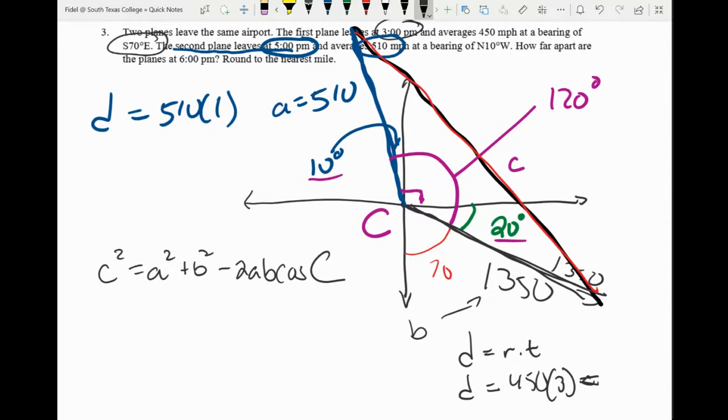We already know most of these values. So look, I'm going to start writing it out. c squared equals a squared. We're calling a 510, so 510 squared plus b, which is 1350 squared, minus 2 times a, which is 510, times b, which is 1350, times the cosine of what angle? Cosine of 120. Very good.